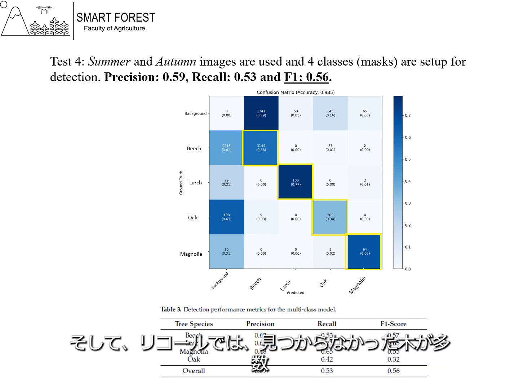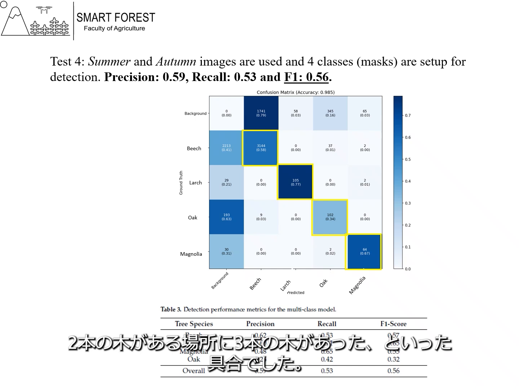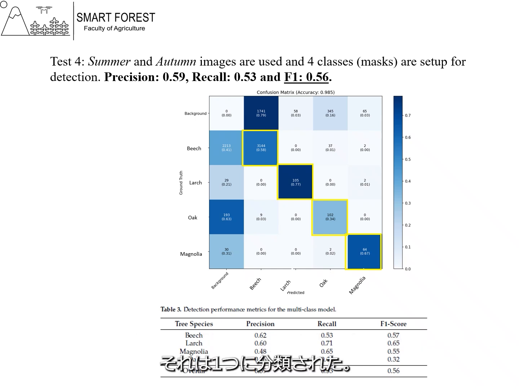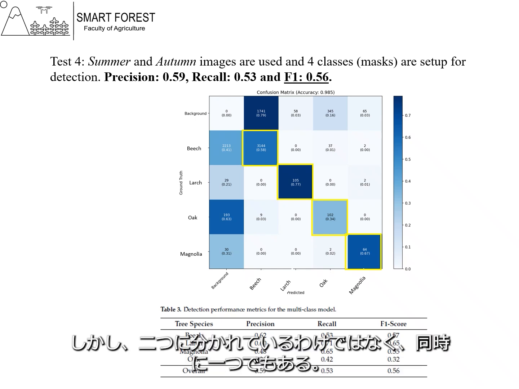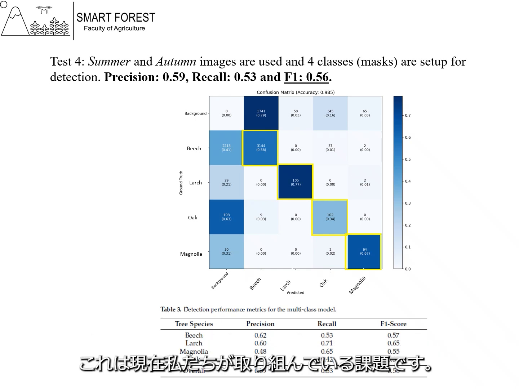And the recall is telling us that there were many trees that were not found, but actually they were found, but where there were two trees, it was classified as one. So it means that you missed one, but actually they were identified, but not as divided as two, but as only one. So this is something that we are working on now.